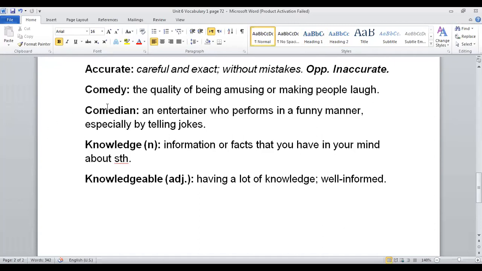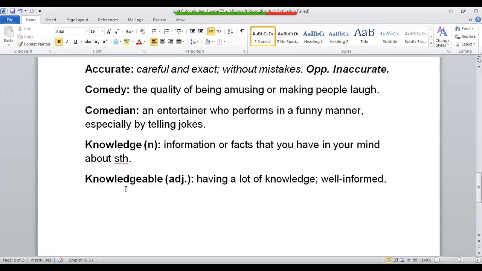Comedy and comedian. Comedy means the quality of being amusing or making people laugh. This is called comedy. And comedian means an entertainer who performs in a funny manner, especially by telling jokes.